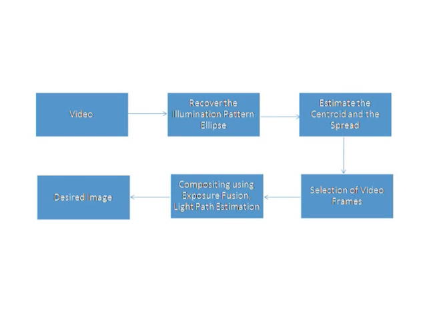The proposed approach for solving this problem is as shown in this diagram. We take the video of the scene illuminated by a moving light source and recover the illumination pattern ellipse from the video frames. We then estimate the centroid and average spread of the ellipse corresponding to every frame. We select the appropriate video frames for compositing. The line joining the centroids provides the information about the light path on the scene. We perform compositing on the selected frames using exposure fusion.